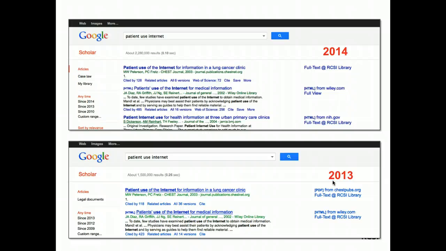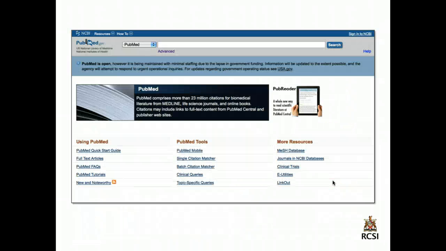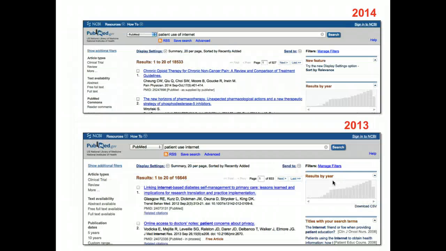And then I've used the PubMed service, which we'll talk about further, to query those three words. Patient use of internet, are slightly different here, that's my mistake, but PubMed will not make the difference, and we can see in 2013 there were 16,000 articles related to this and 18,500 articles related.